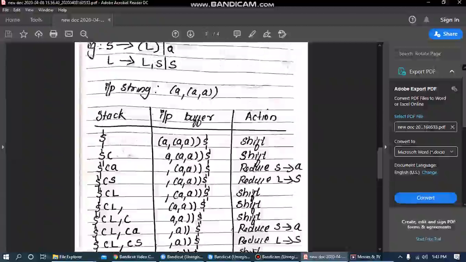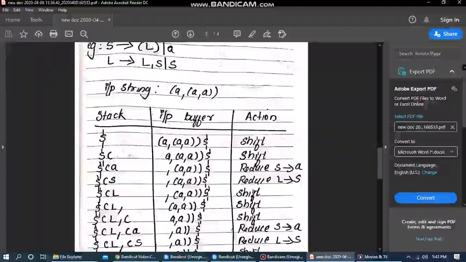And in order to perform the shift reduce parsing, you have to build a table for that. The first column should be the stack, the second one the input buffer, the third one the action to be performed upon the stack. And I have already said the first element in the stack should be a dollar, so we add a dollar as the first element in the stack. Then the input buffer, whatever input string is given in the question, just copy that input string as it is in the input buffer. Also remember to add a dollar in order to indicate it is the end of the string.